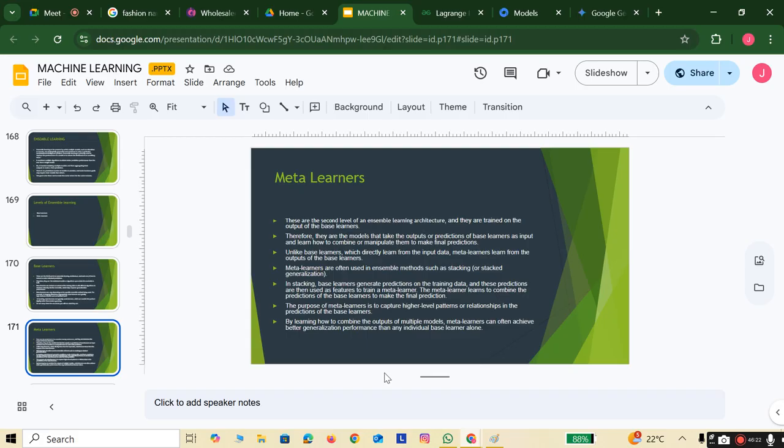By learning how to combine the outputs of multiple models, meta learners can often achieve better generalization performance than any individual base learner alone. And that's why an ensemble can be a better choice compared to a single model. But again, deploy and monitor before you make a decision.